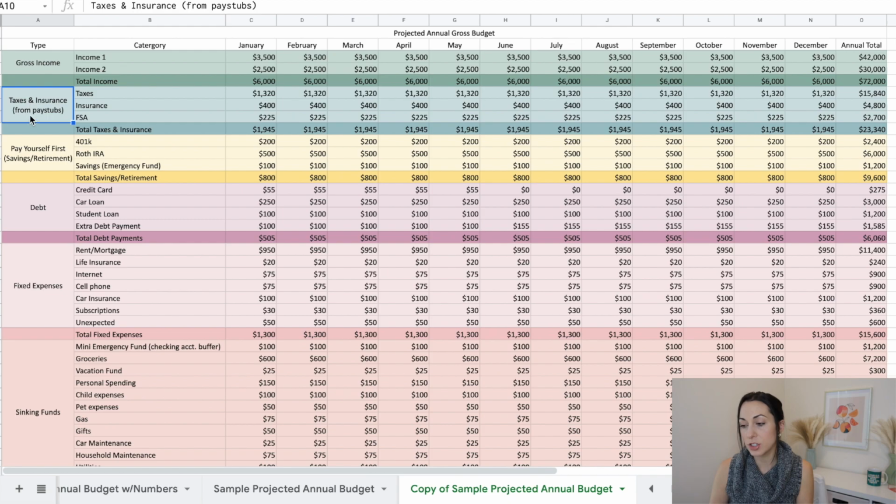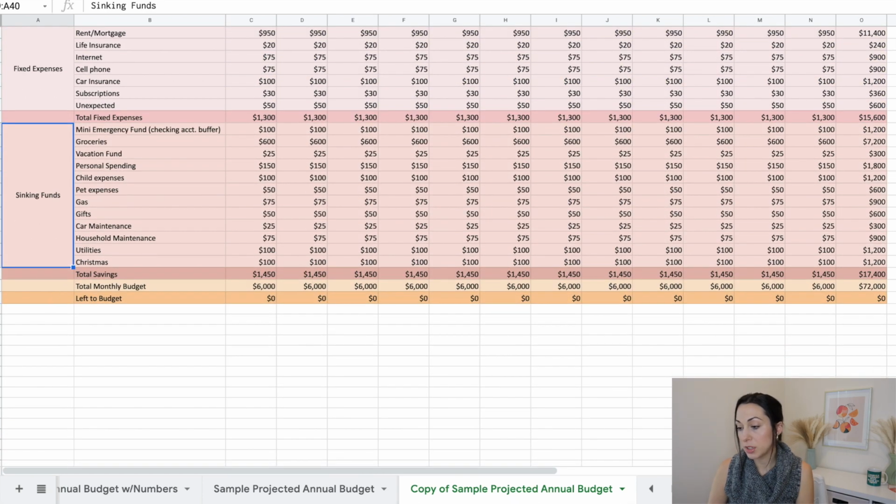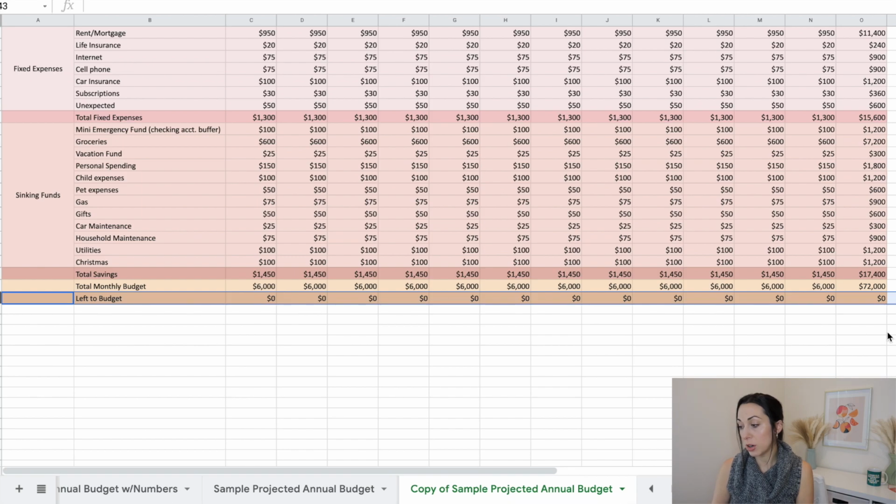We've got taxes and insurance, pay yourself first, which is savings and retirement. We've got the debt section, fixed expenses, and sinking funds. And then all the way down at the bottom, you can see left to budget is 0 because we've balanced this annual budget, and today we're gonna play around with the numbers and see what it would look like if we moved things around.